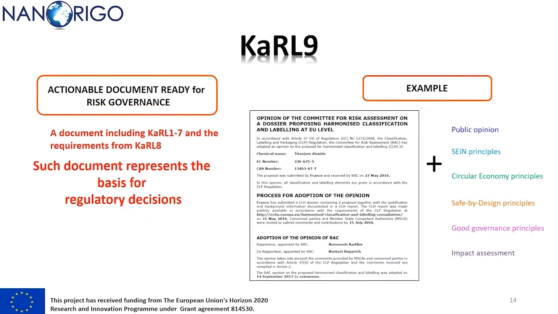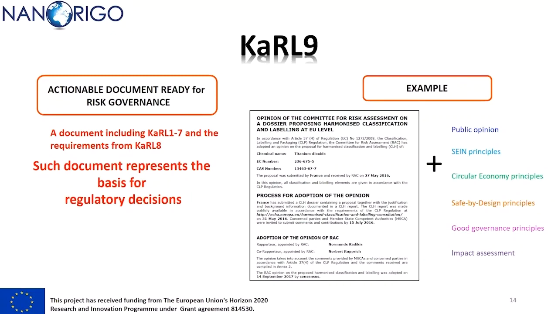KaRL 9 represents finally the last level of knowledge readiness and represents basically the document including KaRL 1 to 7 and the list of requirements from KaRL 8. Such a document represents the basis for regulatory decisions. An example here you can see is an opinion of the Committee for Risk Assessment on a dossier proposing harmonized classification and labeling at EU level. This document stems from a CLP process, which I will be talking a bit later about.